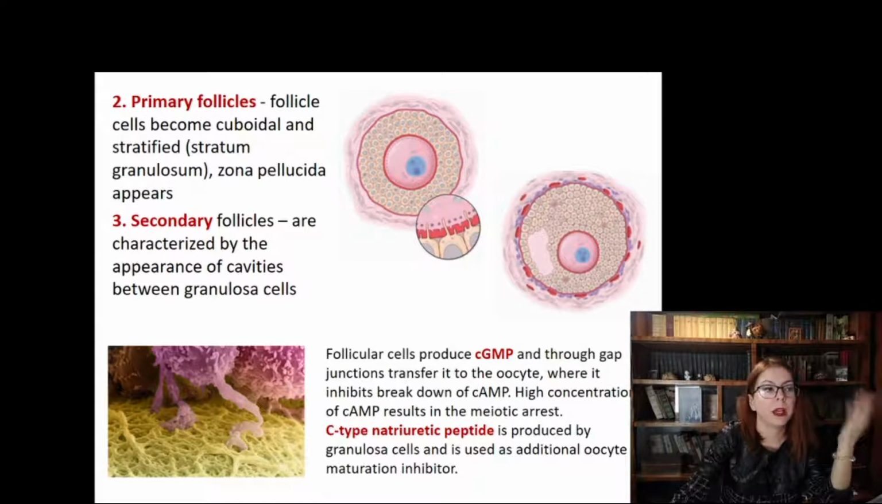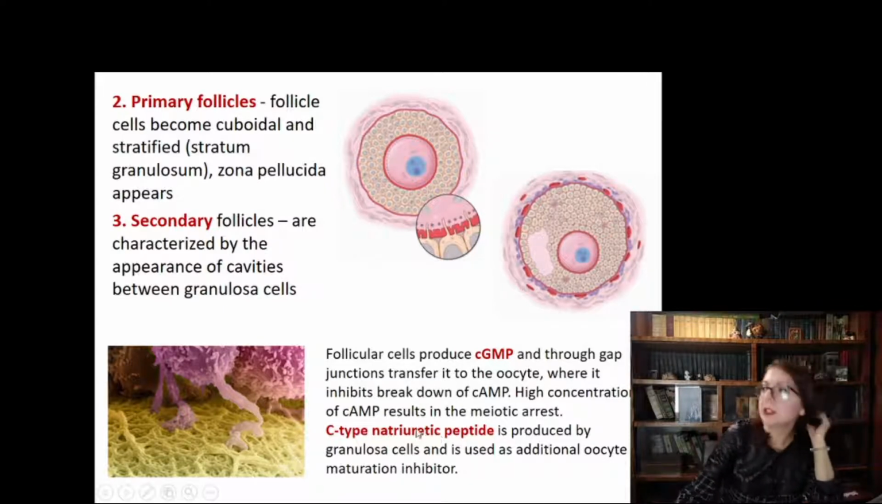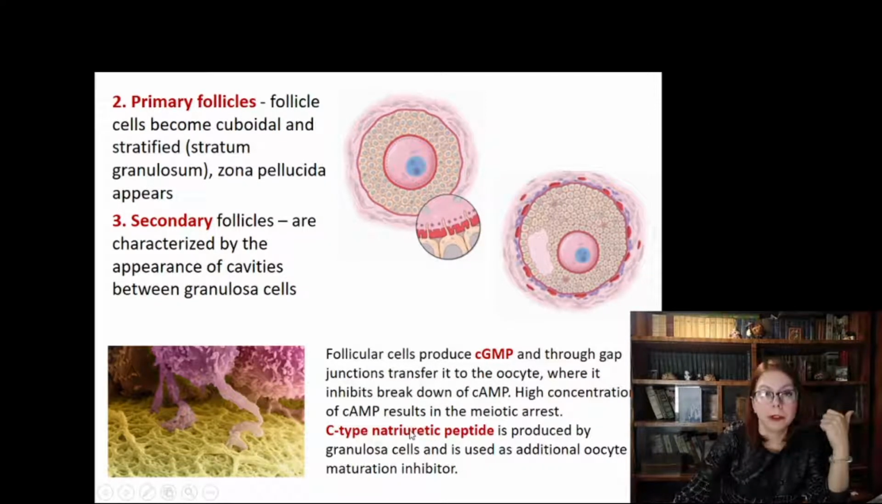Another factor inhibiting the meiosis is the C-type natriuretic peptide. This peptide is also produced by granulosa cells, and its concentration is highest in the immature follicles, and it prevents the maturation of the oocyte.